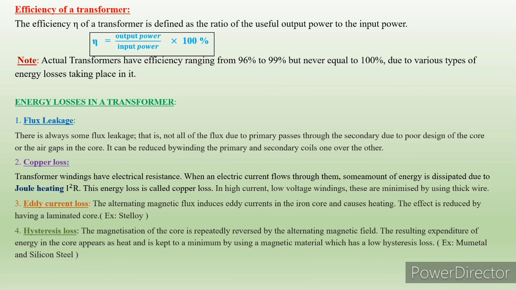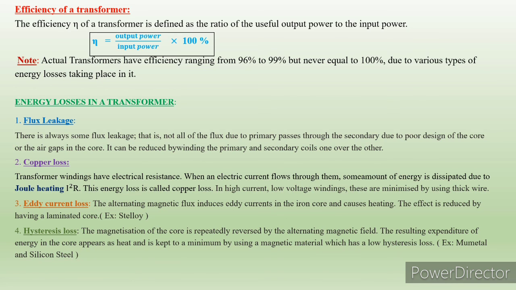Number 3. Eddy current loss. The alternating magnetic flux induces eddy currents in the iron core and causes heating. This effect is reduced by having a laminated core, example Stalloy.